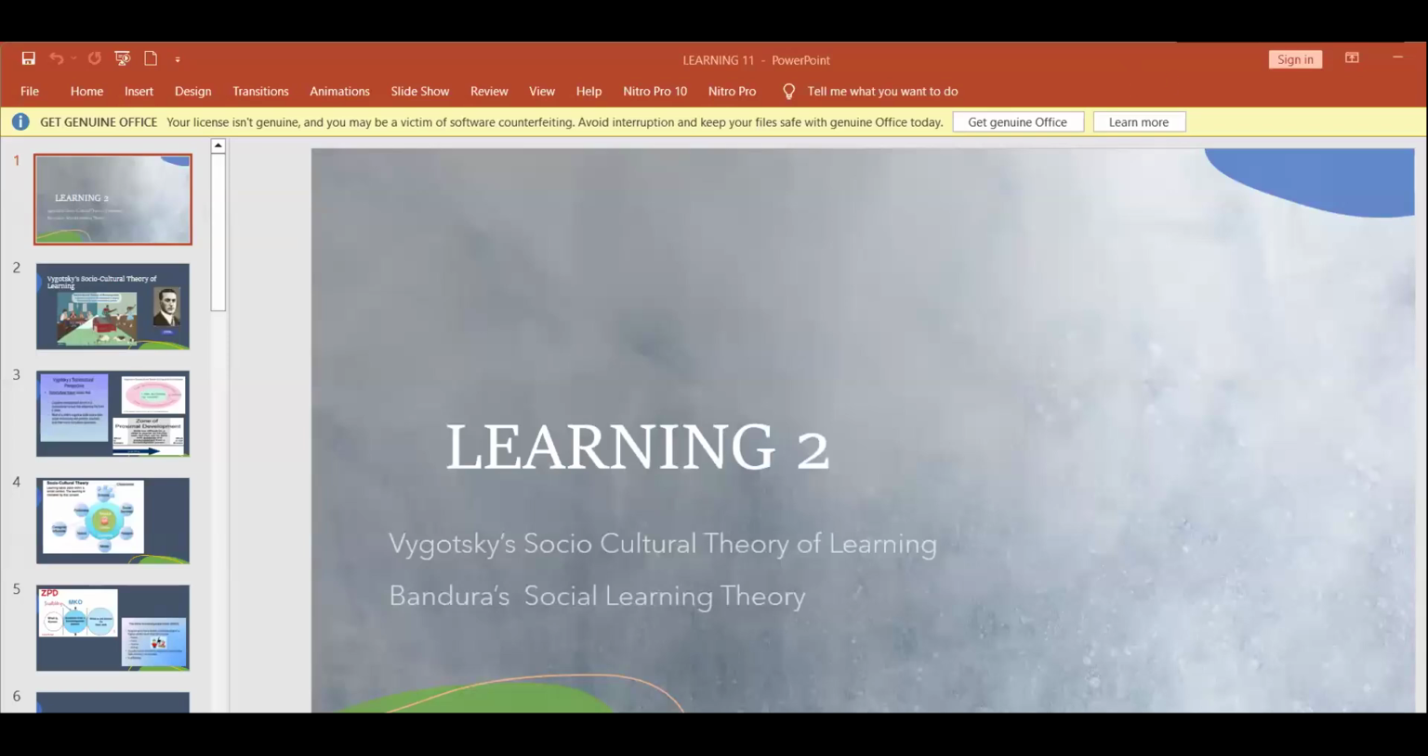Right. Now we are looking at some other learning theories: Vygotsky's socio-cultural theory of learning and Bandura's social learning theory.